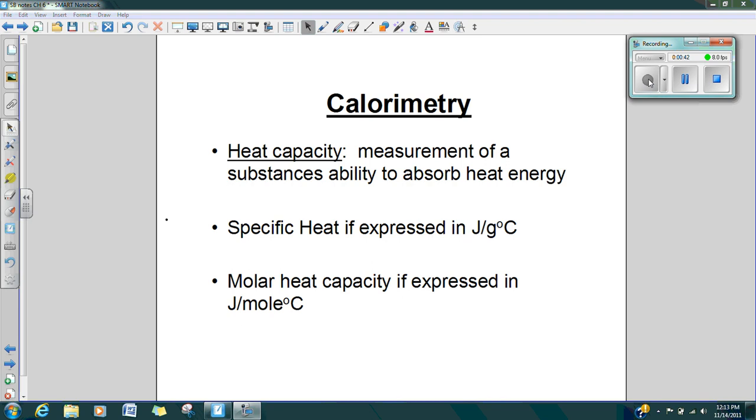So you've done this in general chem. We did, if you remember, the barium hydroxide octahydrate lab. It was a big formal lab report, a 100-point thing where you worked with your lab partner and you had to type up the whole thing, write the lab procedure and everything. That's calorimetry. So it's a heat capacity, a measurement of the substance's ability to absorb heat energy.